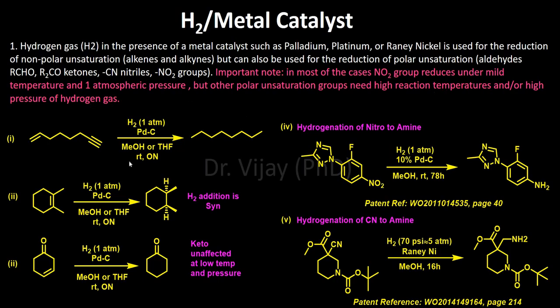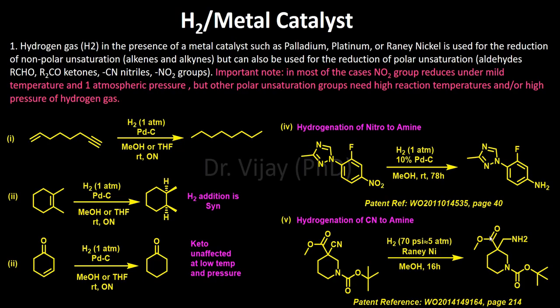As you can see in the various examples below, in example 1, it reduces both the double and triple bond together without any selectivity, and its addition to the double bond is syn addition. It does not affect the keto group under normal conditions. It reduces nitro to amine, and under high pressure hydrogen gas it reduces cyano to amine.